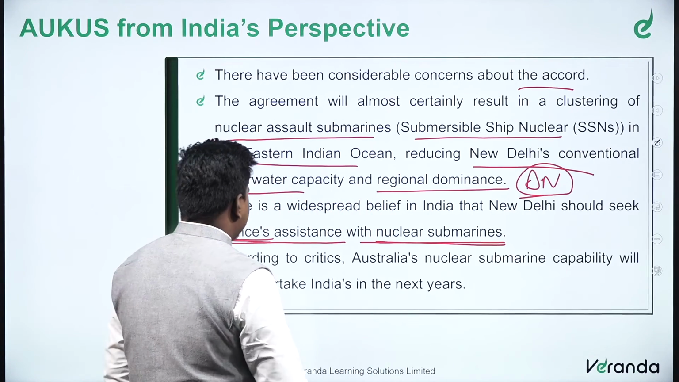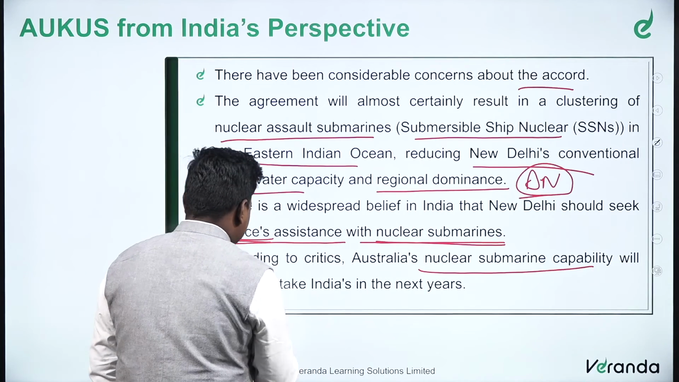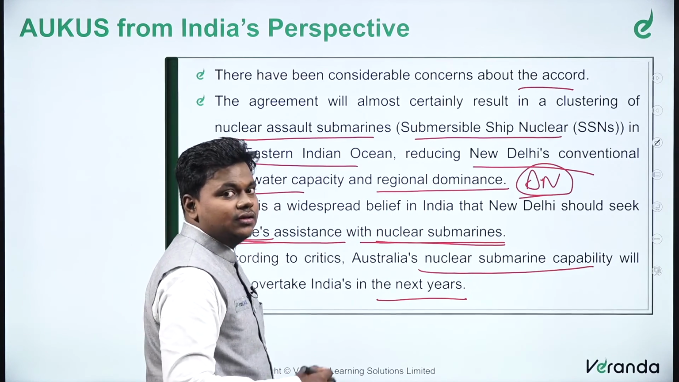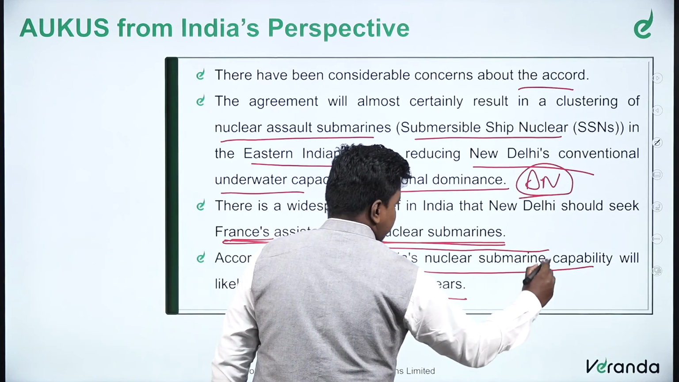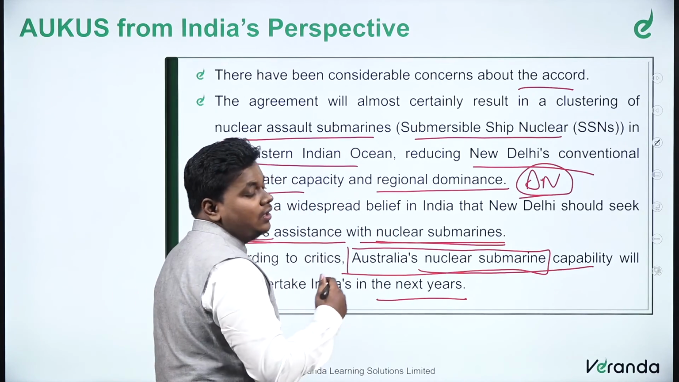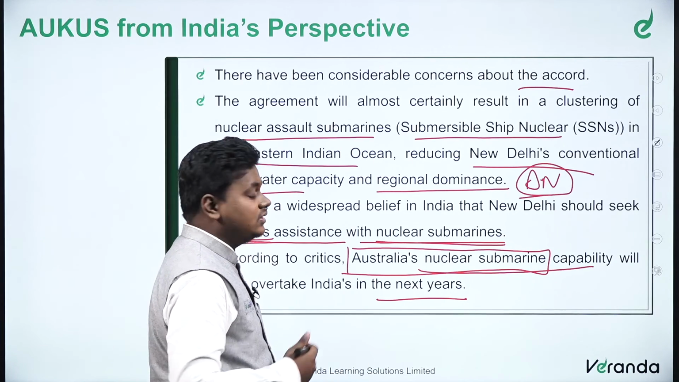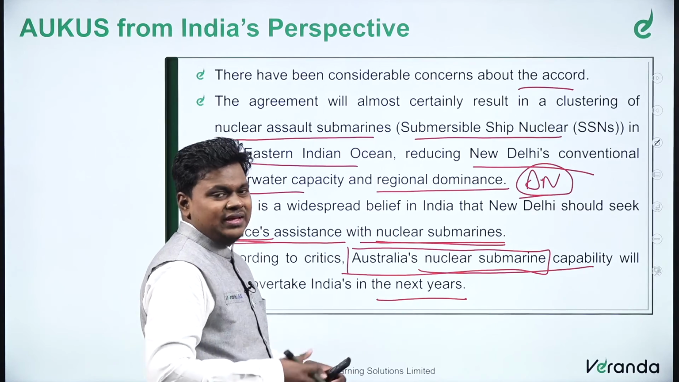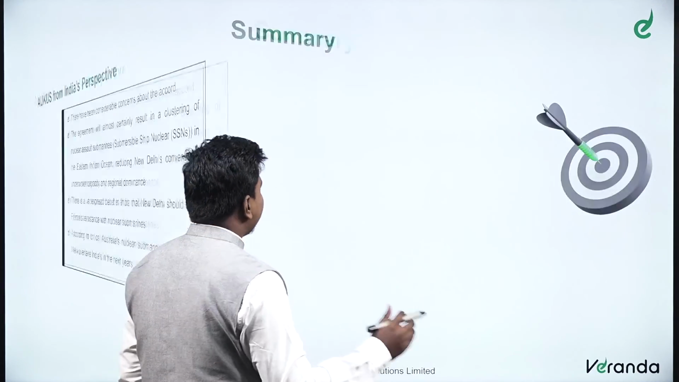In such cases, France and India should cooperate so that their nuclear submarine power can be increased. According to critics, Australia's nuclear submarine capability will likely overtake India's in the next year. After acquiring nuclear submarine power from the US and UK, Australia may overtake India in the following year, which would be very destructive for India.